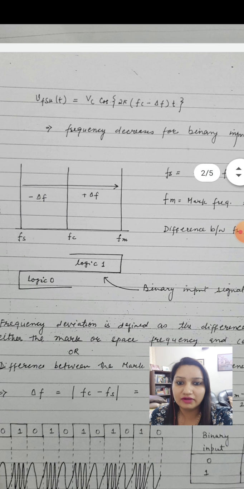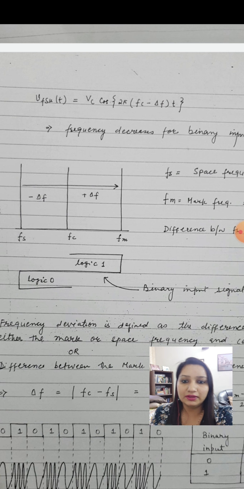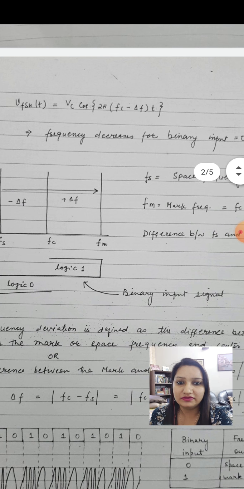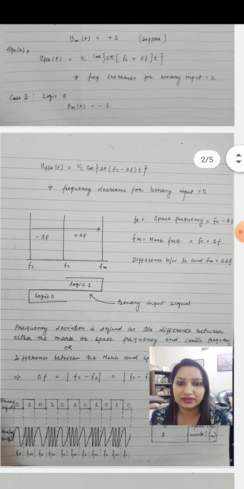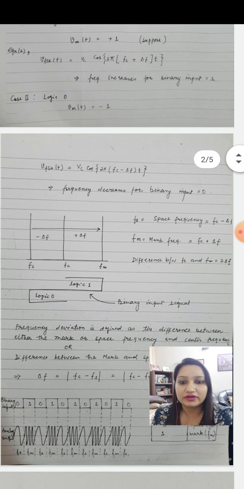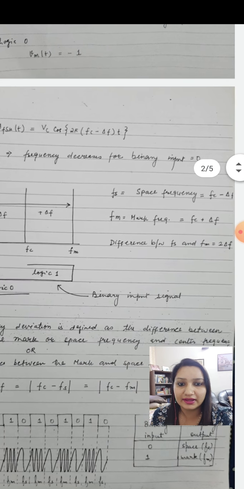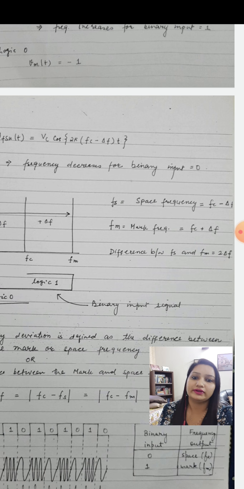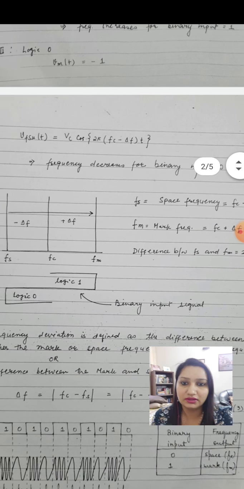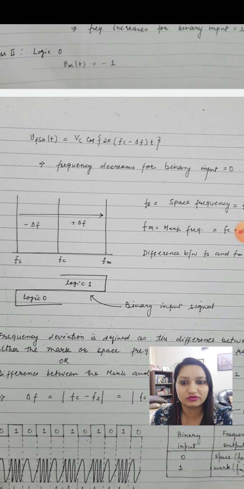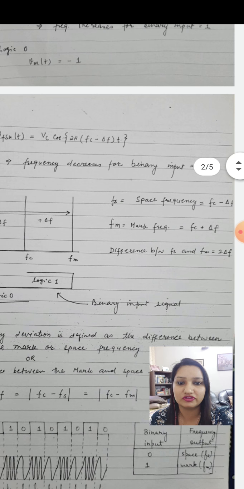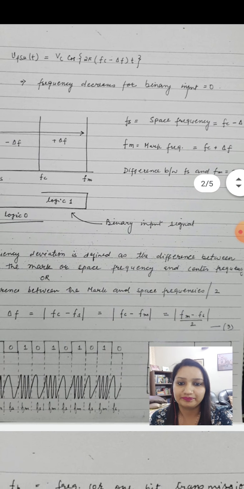So if you see the band for the logic 1, there will be Fc plus Fm towards the right hand side, and for the logic 0 you will get Fc minus delta F, that is the Fs, the space frequency. Now the difference between Fs and Fm is equal to 2 delta F, as you can see, because delta F minus minus delta F will give you twice delta F.